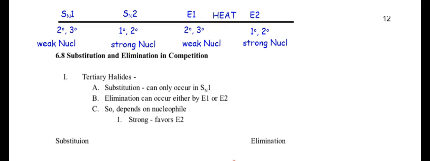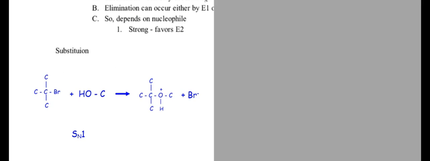So let's take a look at these two side by side. Remember we said tertiary can only occur with substitution SN1. So here I have it. So here's my tertiary substrate. Notice the central carbon has 3 carbons off of it. And notice I have a weak nucleophile. What I want to show you real quick, if you go back and look at your first page again, I want to drive this home to you.